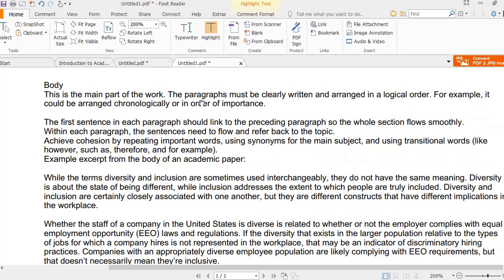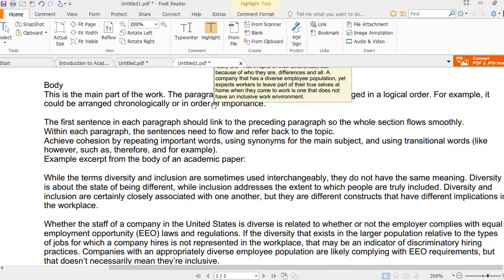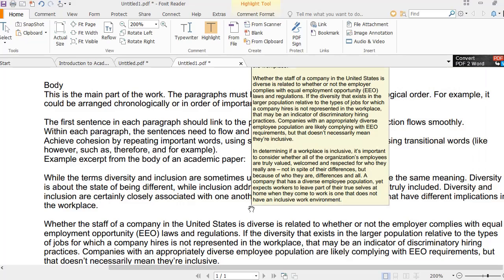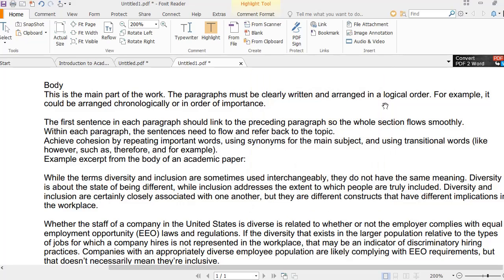Okay. Now, body. What will we write in the body? I have said we have three subdivisions: first introduction, then body, then conclusion. We have discussed the introduction. Now we are coming to the body part. This is the main part of the work. The paragraphs must be clearly written and arranged in a logical order. For example, it could be arranged chronologically or in order of importance.